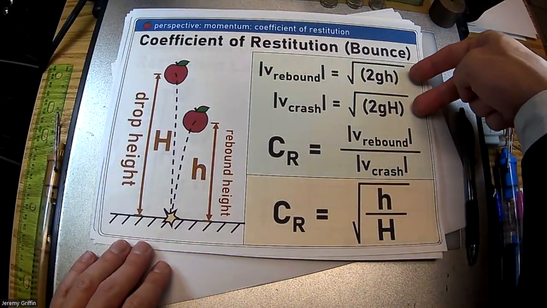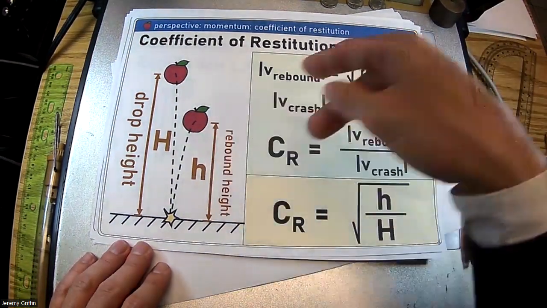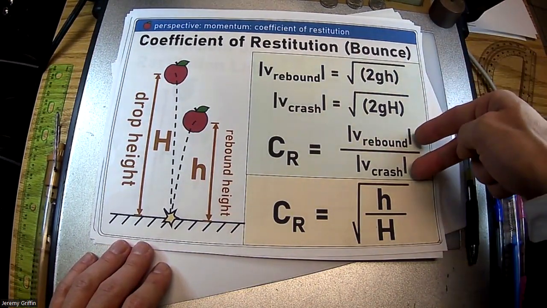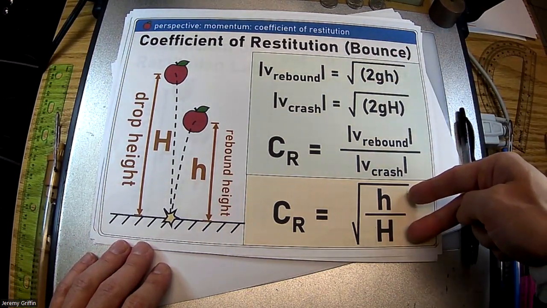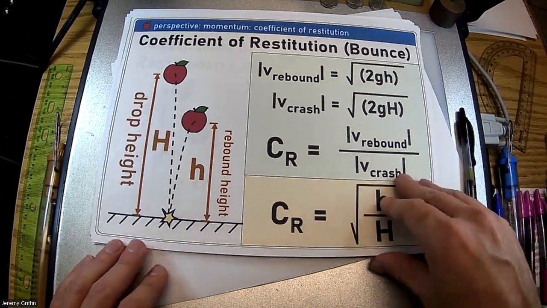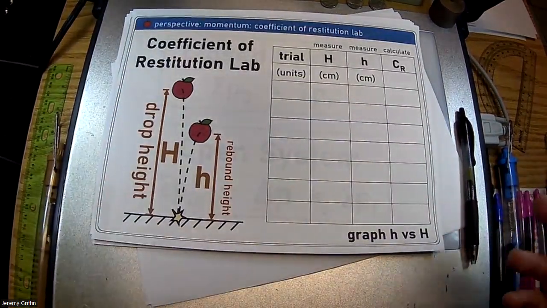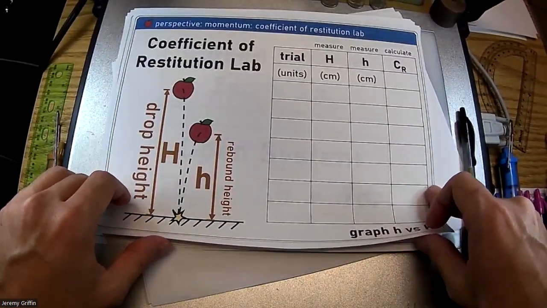Because oh hey, you guys remember Galileo dropping off the Leaning Tower? The crash speed was square root 2gh. And similar story for the rebound height and rebound speed, also square root 2gh. So take that ratio, the 2g cancels out, and it ends up being the square root of the ratio of the heights. That will tell you the coefficient of restitution. Okay, you guys figured that out. So yeah, here's your lab yesterday. You could probably navigate that.